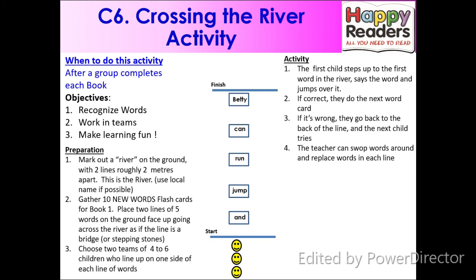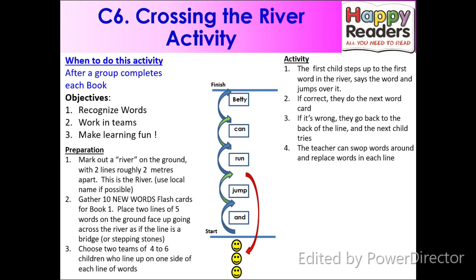So the activity here is the first child steps up to the first word in the river, says the word, and jumps over it. Right? If they are correct, they do the next word card. But if it's wrong, they go back to the back of the line, and the next child tries. You repeat this until the child reaches the other side of the river by crossing the river correctly.